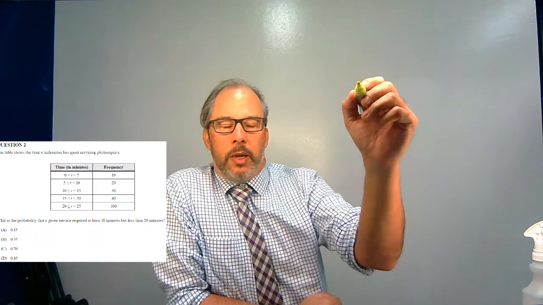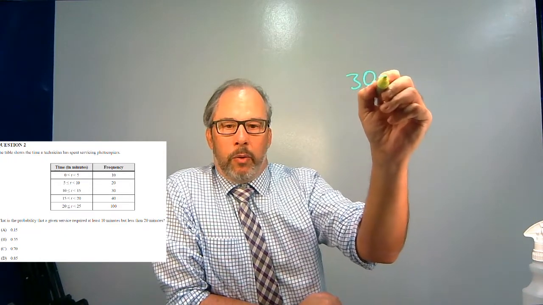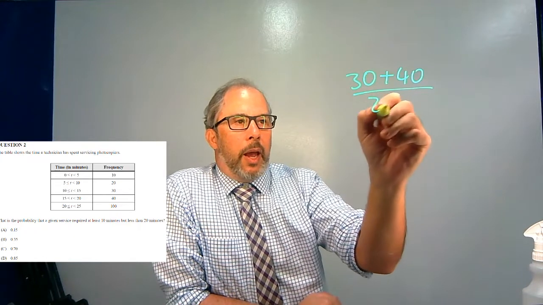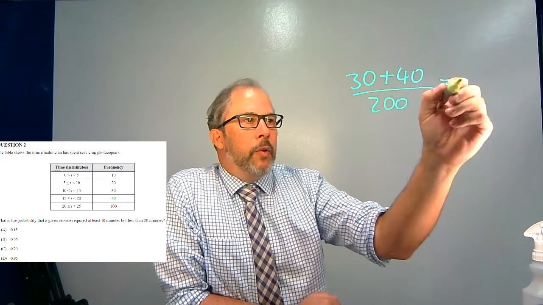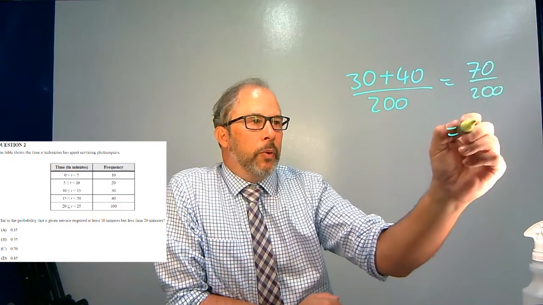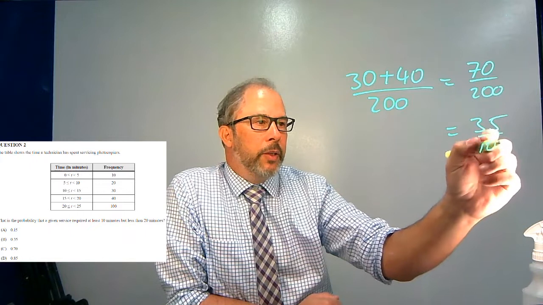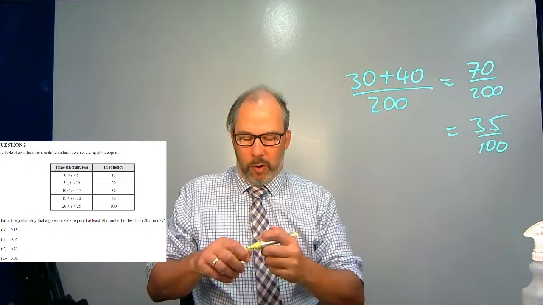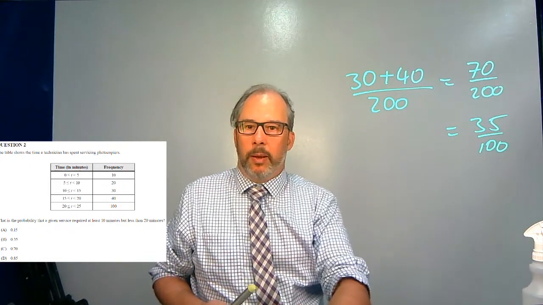Well, the total of the frequency, if you add all those up, 10 plus 20 plus 30 plus 40 plus 100 should give you 200. We're interested in between 10 and 15 and 15 and 20. So we're interested in 30 plus 40 out of a total of 200, which gives us 70 out of 200, or simplified 35 out of 100, or as a decimal 0.35, which is answer B.